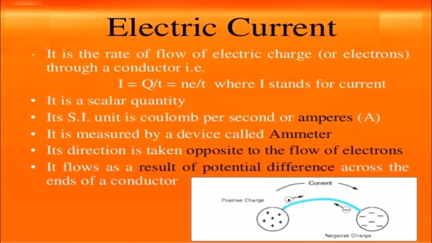Also, the SI unit of charge is coulomb, and the current is expressed in ampere, that is A. The charge of one electron is 1.6 into 10 raised to minus 19 coulomb. Now 1 ampere is equal to 1 coulomb per 1 second. That is, 1 ampere current is said to flow in a conductor if 1 coulomb charge flows through it every second.